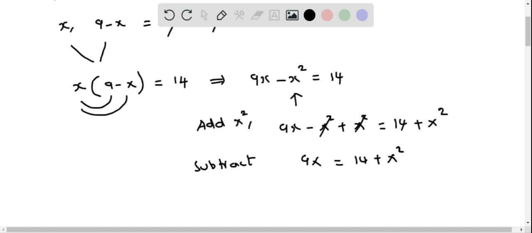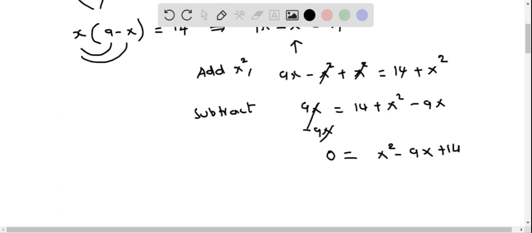And when I subtract 9x on both sides, this becomes 0 here and this becomes x squared. I can rewrite this as x squared minus 9x plus 14. So basically this is a quadratic equation. I can rewrite all the terms to the left side: x squared minus 9x plus 14 equal to 0.